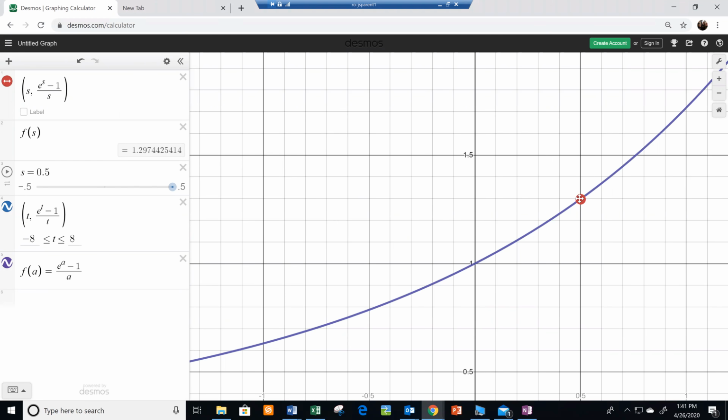So in this particular case, I've drawn the function e to the x minus 1 over x. And as we approach from the left, notice as I approach from the left over here, I can see the y coordinate. As I approach from the left, that y coordinate gets closer and closer and closer to 1. Right at x equals 0, what happens? It vanishes.